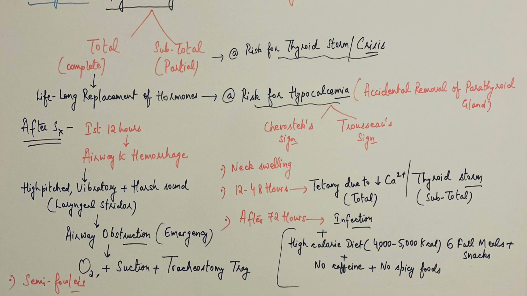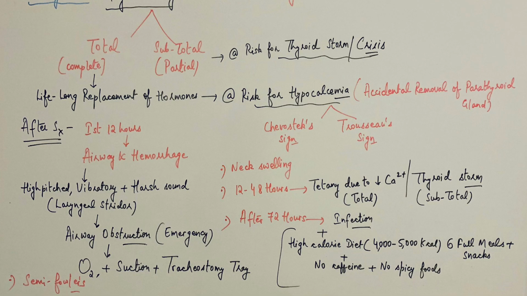Plus we have to place the tracheostomy tray at the bedside, because if the pathway is not clear, we have to do the tracheostomy too. So remember these airway obstruction symptoms and what to do if there is airway obstruction. We also place the patient in semi-Fowler's position to maintain the airway, and after that we have to check for any neck swelling.